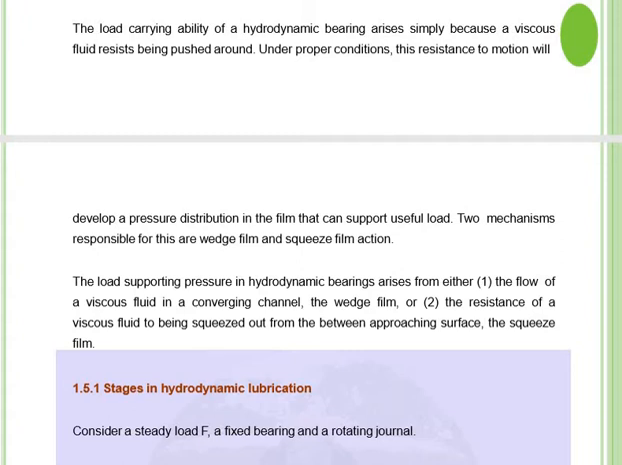These two systems are used in hydrodynamic bearings, which were introduced in mechanical engineering industries in 1883, discovered by Tower. Hydrodynamic load support arises either from the flow of viscous fluid in a converging channel, that is the wedge film, or from the resistance of the viscous fluid being squeezed out between approaching surfaces. These two are the hydrodynamic load bearing characteristics.